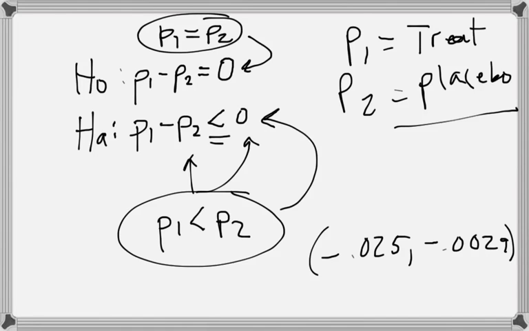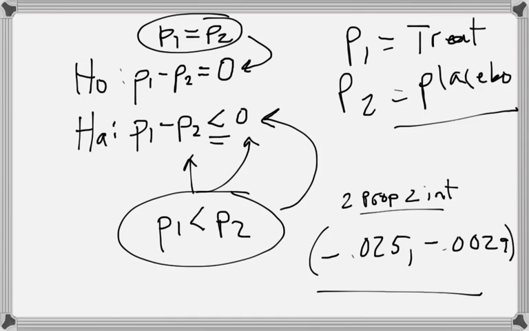0.0029. Now, can someone explain that to me? You are 95% confident that the difference in the number of heart attacks falls between that and that? Okay, here we go.